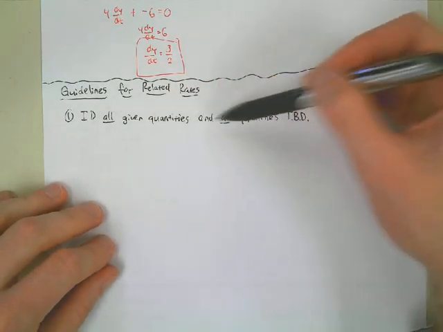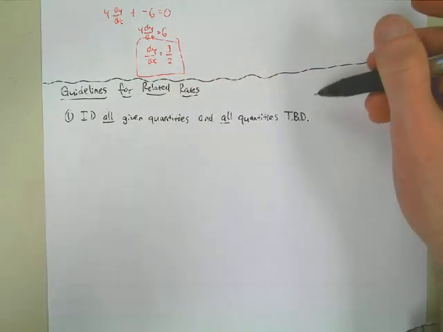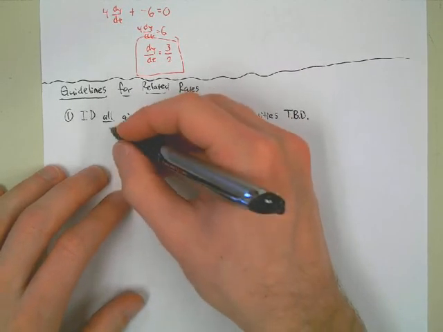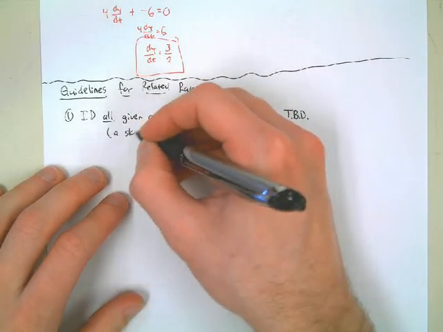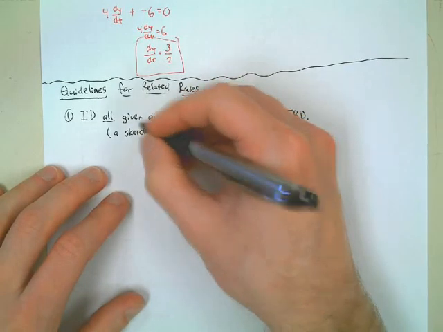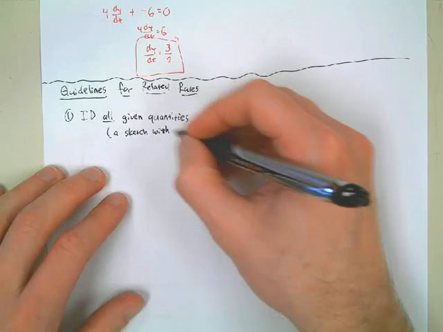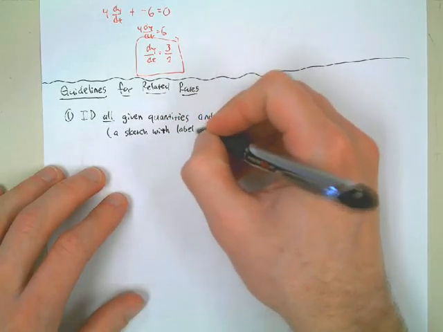The ones you're going to be solving for. A sketch with labeling is helpful. I'll put that in parentheses. A sketch with labels is helpful.